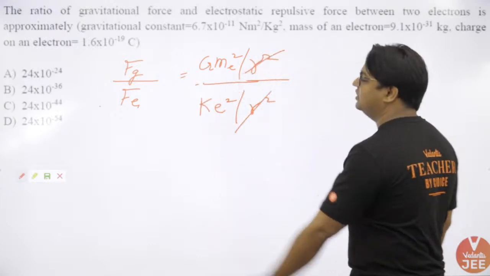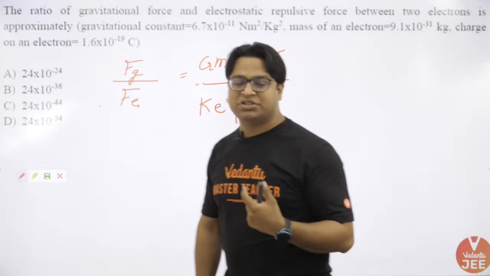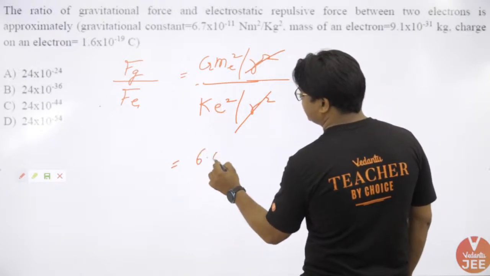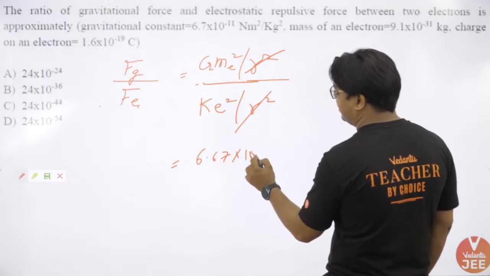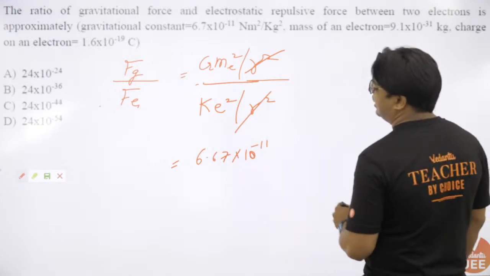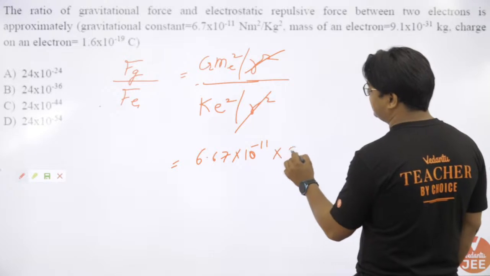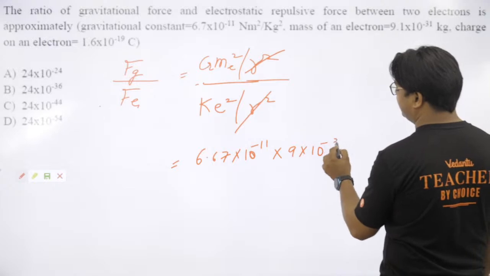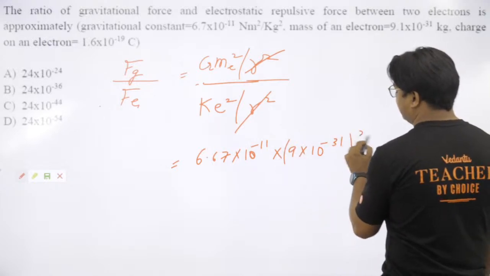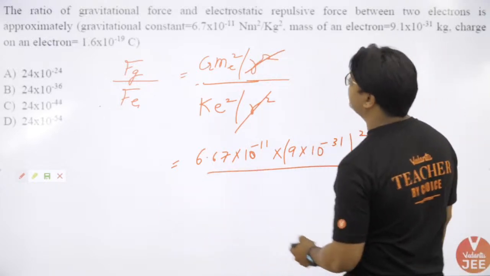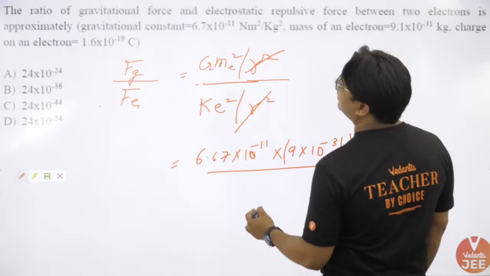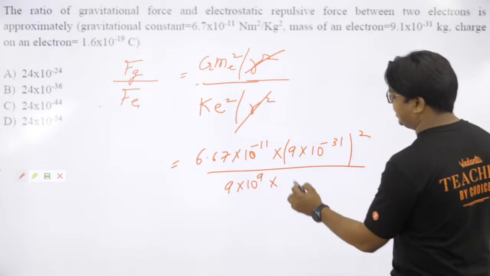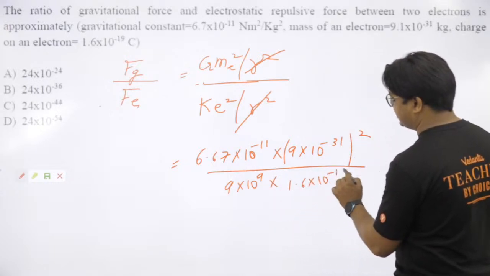R square will get cancelled, and therefore the separation between the two electrons has not been given to us in the question. So this G will be 6.67 into 10 raised to power minus 11, and ME is 9 into 10 raised to power minus 31. All these values are given in the question also, so even if you don't remember them, you are still fine. Square divided by K. K is probably not given, but we know the value of K to be 9 into 10 raised to power 9, and then E square is 1.6 into 10 raised to power minus 19 square.